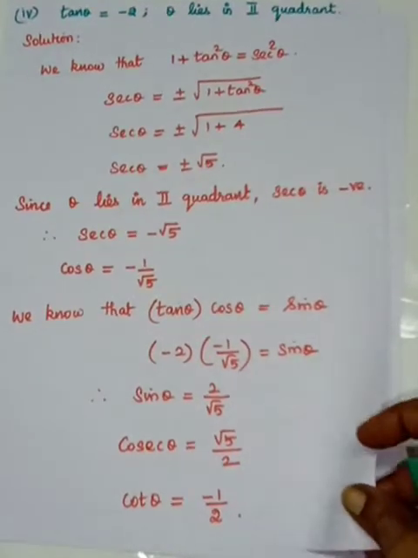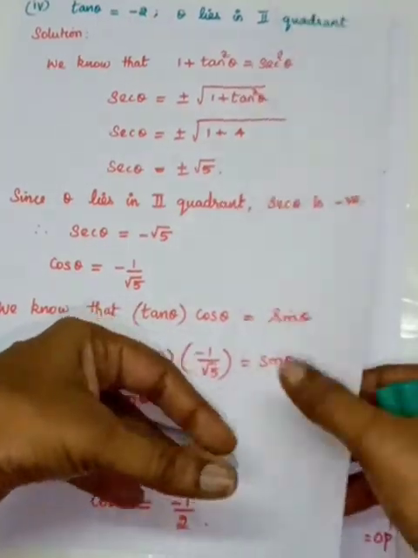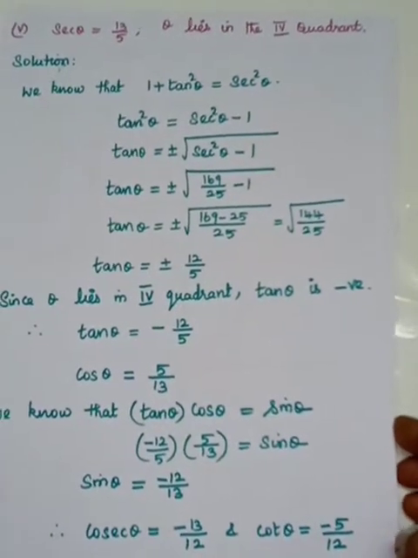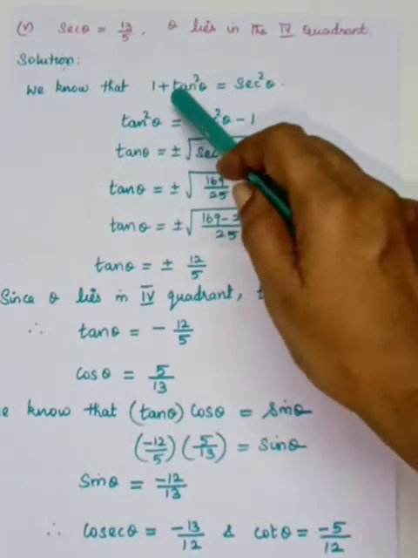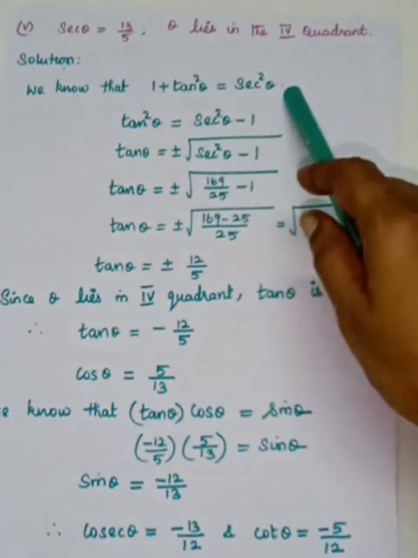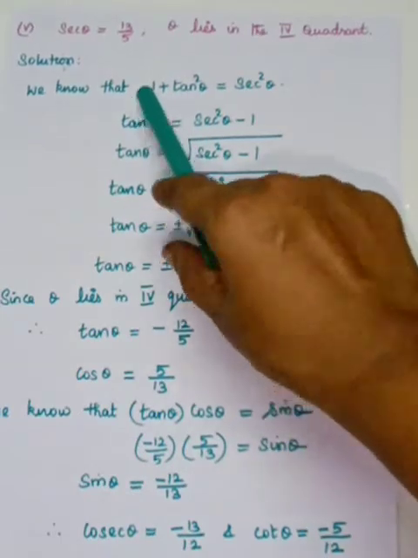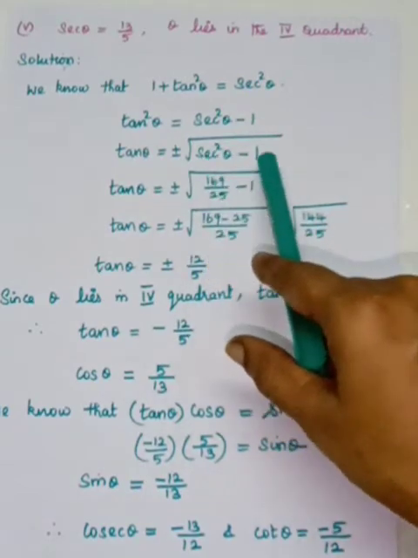Okay, so come to the fifth subdivision. See that secant theta is equal to 13 by 5. Theta lies in the fourth quadrant. So first decide that. Fourth quadrant: A, S, T, C. In the fourth quadrant, cos theta and secant theta are positive. So secant theta is given. Which identity has to be taken? 1 plus tan square theta is equal to secant square theta. Which one are you going to find? Tan square theta. So the plus 1, when you take it to the other side, is minus 1. So tan theta is plus or minus square root of secant square theta minus 1.